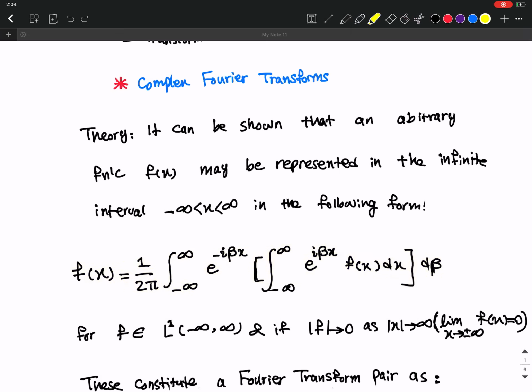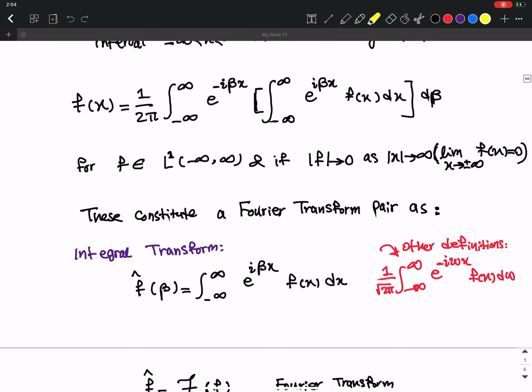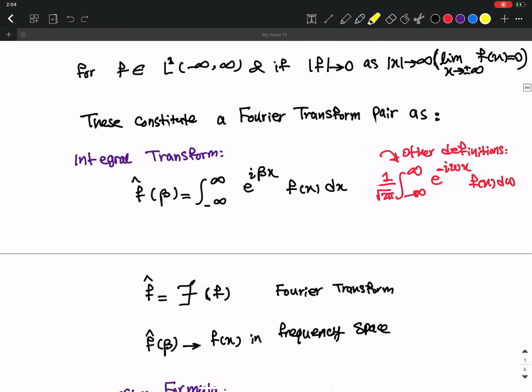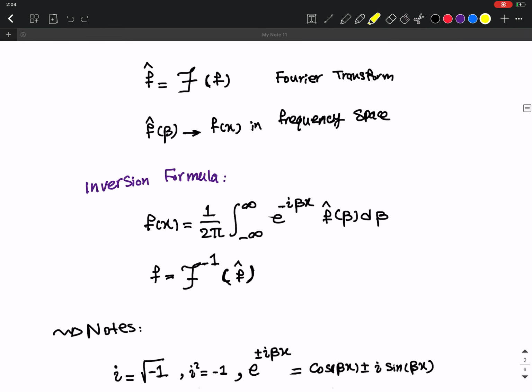And this formula we define as a Fourier transform pair with an integral transform, the forward integral transform, where we take the function into the Fourier space, and an inverse of that, where we take back the function from the Fourier space into the regular space. Okay. And then we define some properties of that.